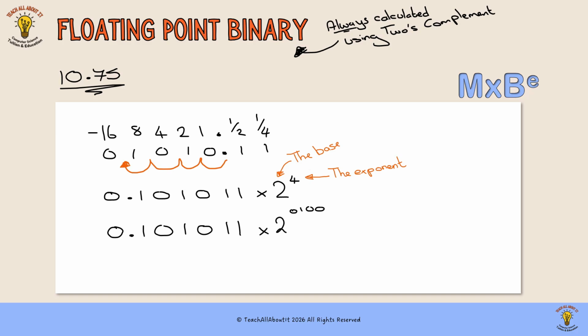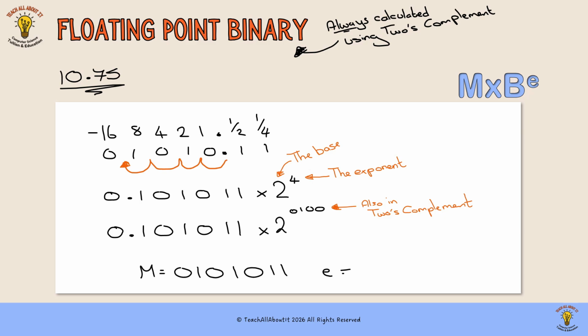So here we've got the same number, 0.101011 times 2, and then to the power of the exponent. Now we move this 4 places, and in 2's complement, the smallest number of bits that we can use to represent a 4 is 4, because we need a 0 for our -8 and then 100 for the positive of the 4.